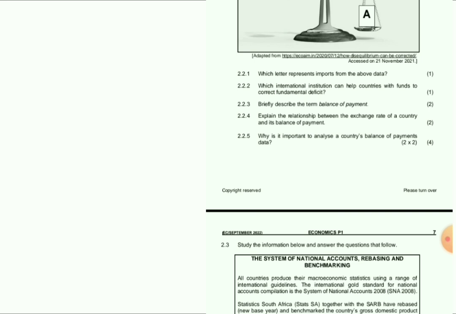2.2.4. Explain the relationship between the exchange rate of the country and its balance of payment. Let's explain the relationship, guys. Can you please try first explaining the relationship between the exchange rate of the country and its balance of payment? What is the relationship?